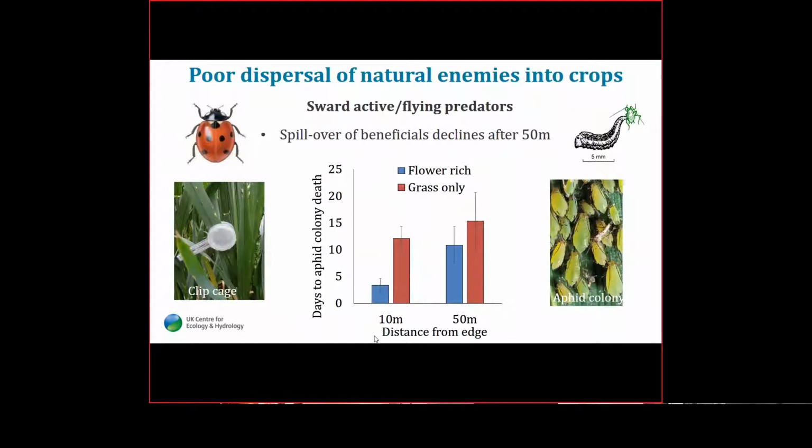Whereas the flower-rich margins, the blue bars, next to the flower-rich margin, you're getting good aphid control. The colonies only survive 3 or 4 days and they're gone. So good natural control of them. They're all gone, eaten up. But at 50 meters, you're getting quite long-term survival, which suggests that spillover of natural pest control is not traveling very far into the fields. And we're not alone. Other studies have shown this as well. So this problem of poor dispersal of natural enemies and time to dispersal is the key issue, really.